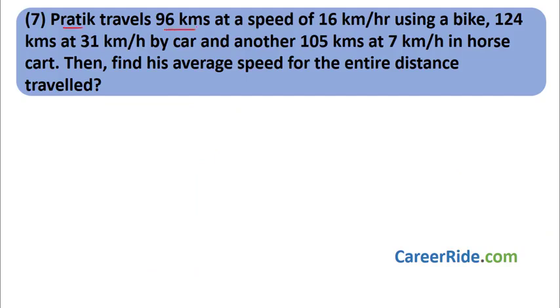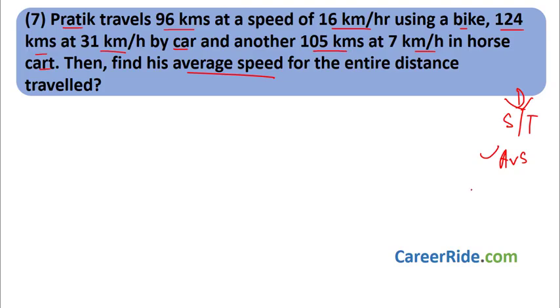Pratik travels 96 kilometers at a speed of 16 kilometers per hour using a bike, 124 kilometers at 31 kilometers per hour by car, and another 105 kilometers at 7 kilometers per hour in a horse cart. Then find his average speed for the entire distance traveled. Now, since it is a speed, distance, time sum, and here we directly see that we have to find average speed, it is an average speed category.